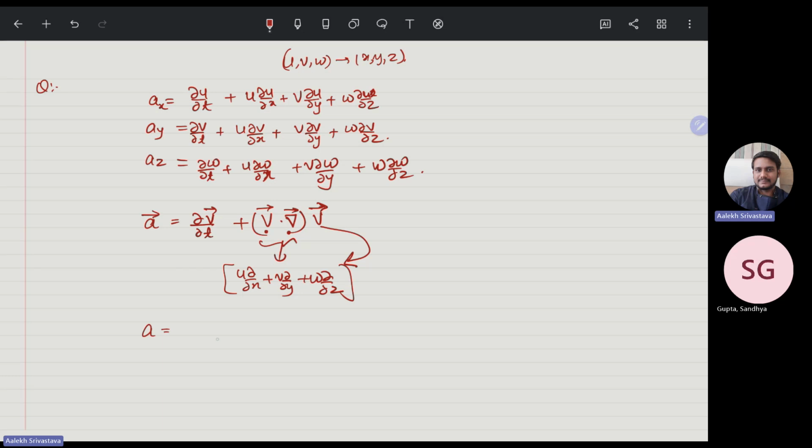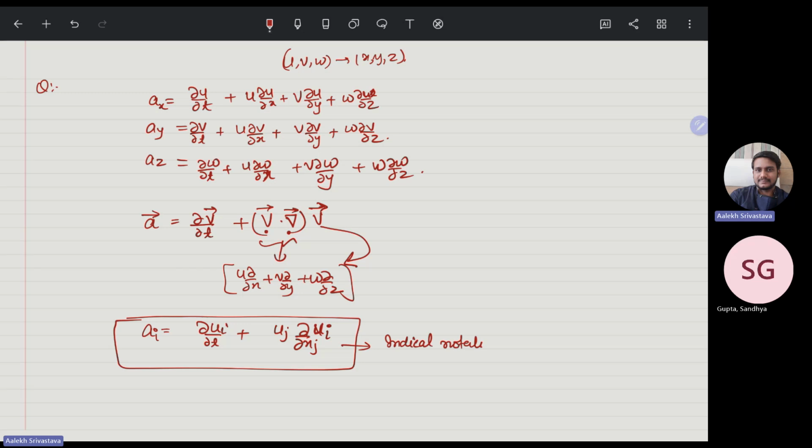Also, in the tensor form, it can be written as ai equals del ui by del t plus uj del ui by del xj. So it is written in this form. In the tensor part, it is called index notation. So ai is del ui by del t plus uj del ui by del xj, where i can vary from 1 to 3 and j can vary from 1 to 3. This is called index notation.